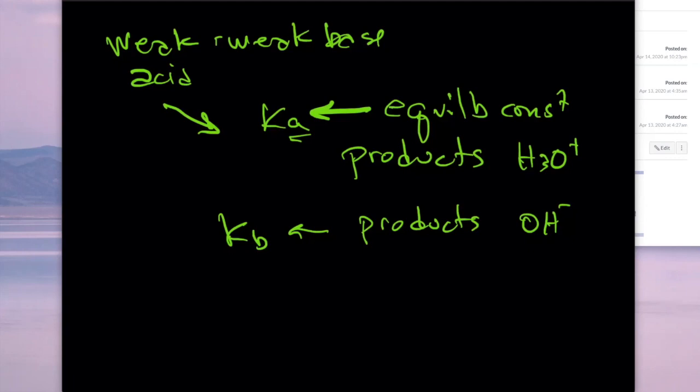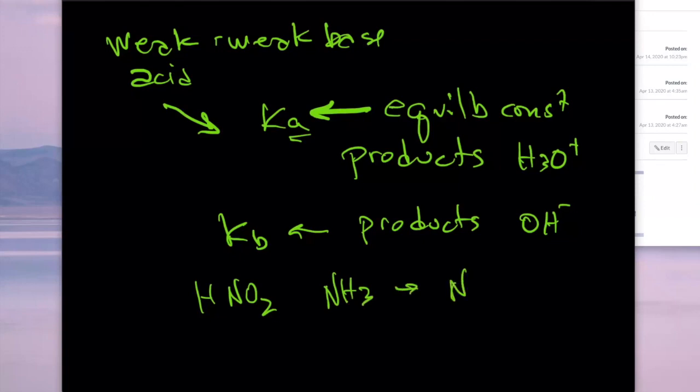And some of you might even say, well, okay, I've got an acid, HNO2. This is a weak acid, this nitrous acid, and I'm reacting it with a base, let's say NH3, and then I get this chemical NH4 plus and NO2 minus. And the question here is, well, what is it? Is it an acid or a base? Because I don't see hydronium or hydroxide.